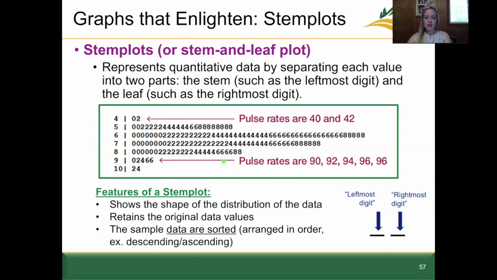Some features of a stem plot: again, stem plots show the shape of a distribution of data. So we can see here that because there's so many data points where the stem is 6, we have a lot of data values where the pulse rate is around 60 to 70. Another nice feature about stem plots, it retains the original data values. So we could most definitely look at this stem plot and recreate the list of data that was used to make the stem plot. For example, 40 and 42 are data points. One other feature here, the sample data are sorted, so they're arranged in order. For example, here we go from 4 to 10, so we have an increasing order of data values or pulse rates.